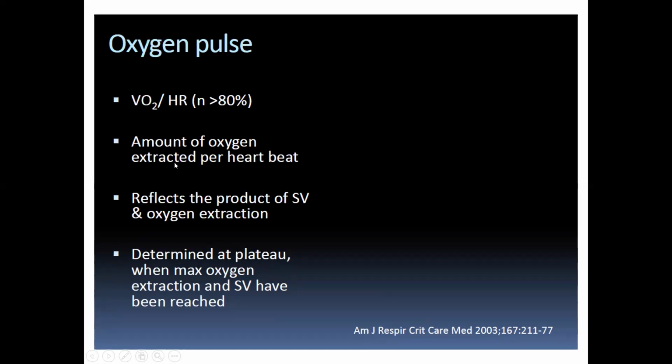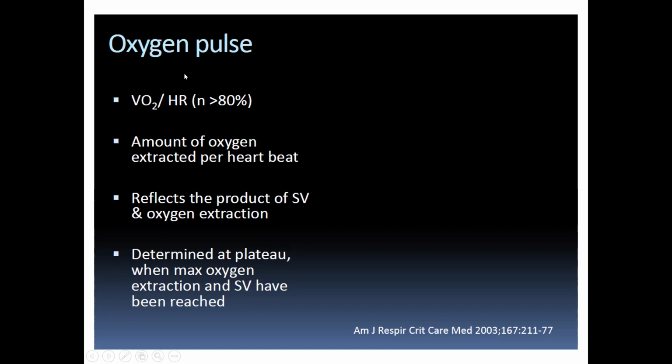So it is the amount of oxygen extracted per heartbeat. The normal in women is about 10 ml per heartbeat, and in men about 15 ml per heartbeat. An important number to remember for the absolute O2 pulse is that if you are less than 10 ml per heartbeat, that is a strong sign of your inability to augment your stroke volume with exercise, okay? So it will be a cardiac limitation sign if you have a low O2 pulse.